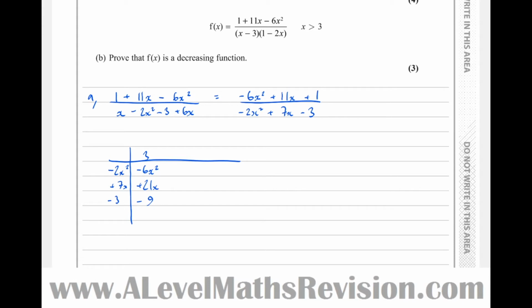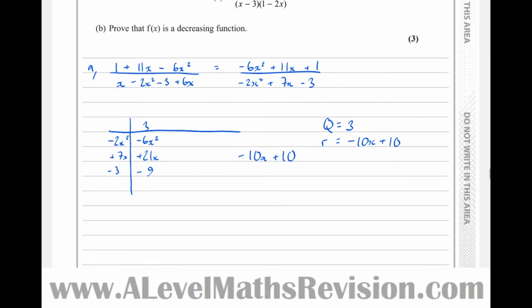So we don't want 21x though, we want only 11x's. So if we take 10x from that, we get our 11x. Notice we'll put it on the outside of the grid because we've filled all the gaps in the grid now. So we've got a minus 9, but we want a plus 1. So we're going to have to add 10 to the remainder. So the quotient is 3, as predicted, and the remainder is minus 10x plus 10.